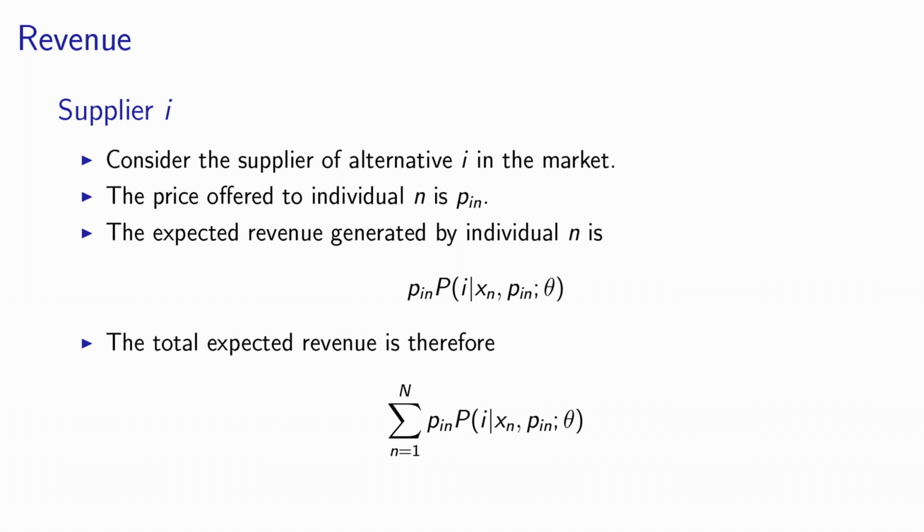Now, if individual n pays the price p_in, the expected revenue which is generated by this individual is simply the product of the price and the probability that he selects, and therefore buys, this alternative. So it's p_in times the choice probability. And here, when I write the model, I explicitly mention x_n, which is the list of all explanatory variables which are in the model, but I've written explicitly on the side p_in, which is one of these variables, because I want it to appear explicitly in the model.